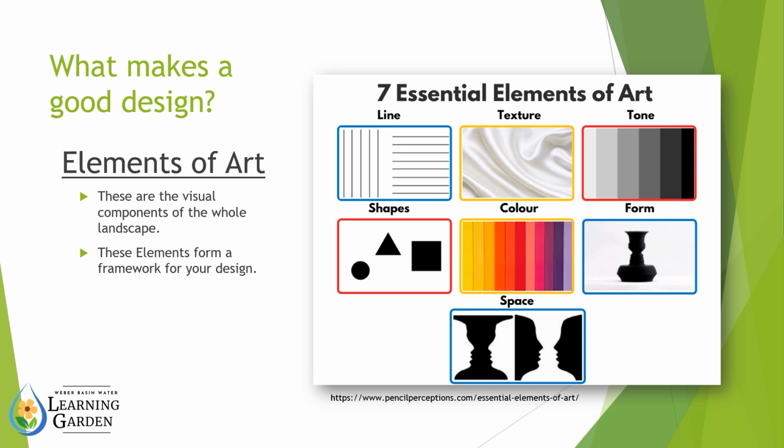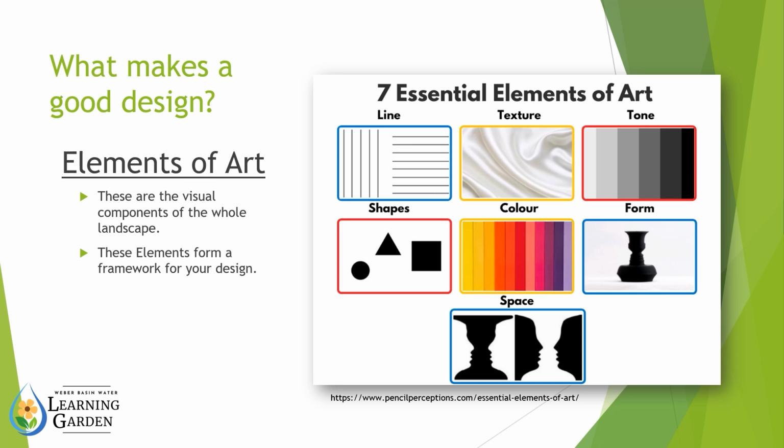There's line and texture and tone. Tone can also be referred to as shade. And there's shapes, colors, forms, and space. So we need to think about all of these things when we are making a design. And how we use them is also important.